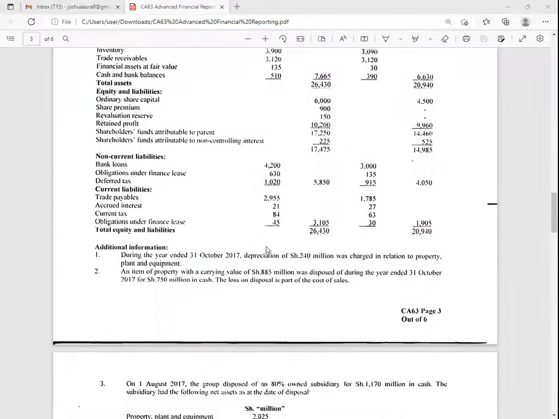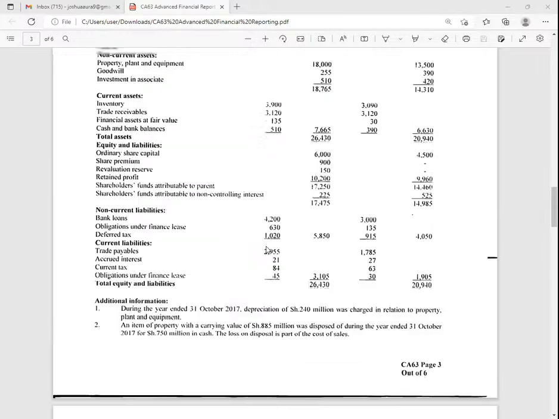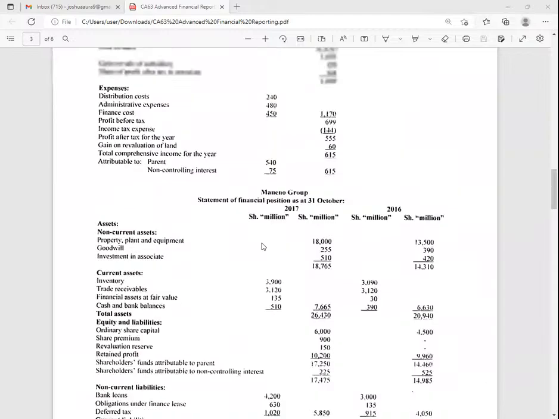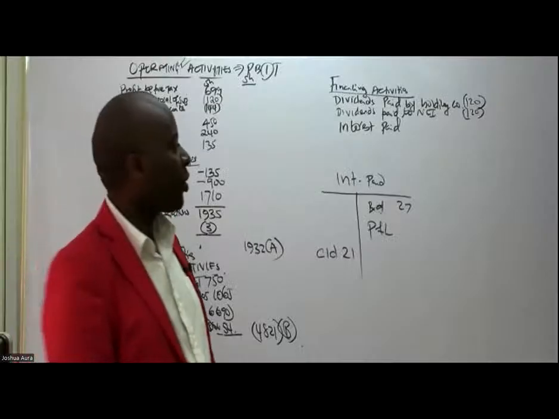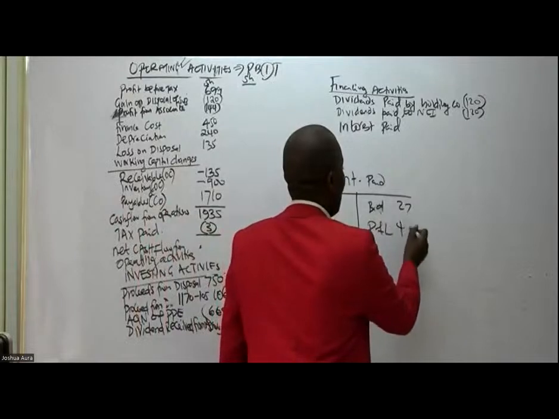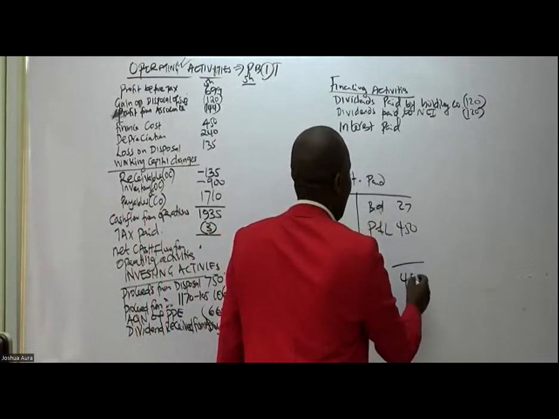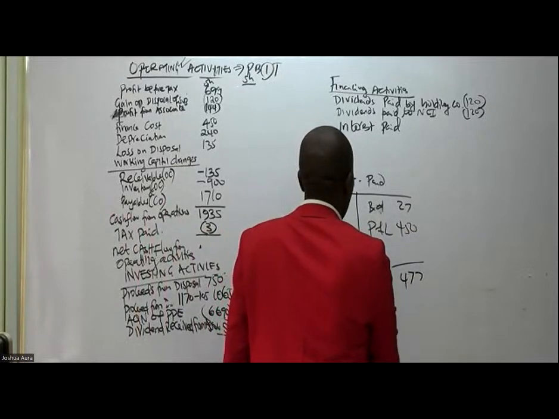Profit and loss for the year. That is finance cost. Finance cost for this is 450. So we have here 450. Then the balancing figure, which will be 477 here, 477 there.